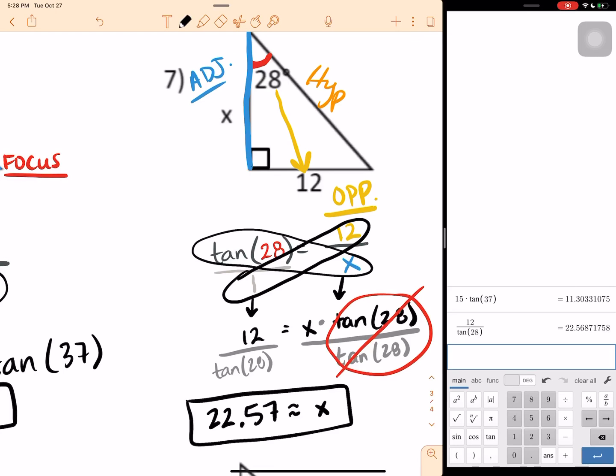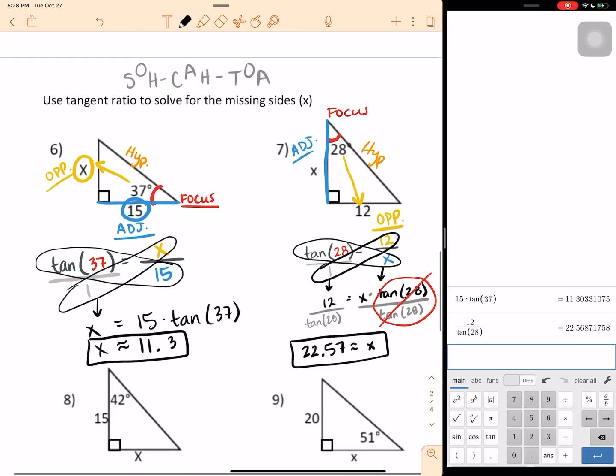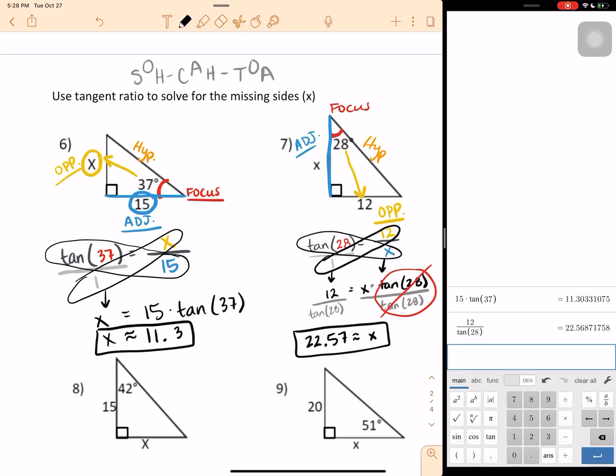Okay, so there's that one. So that one's a little bit different. You guys see there we had to divide because the x was on the adjacent side instead of on the opposite side. So it gave us a different way to solve for x there.